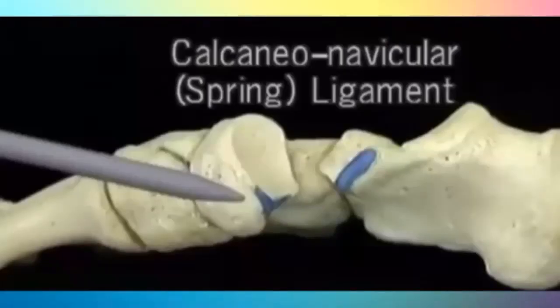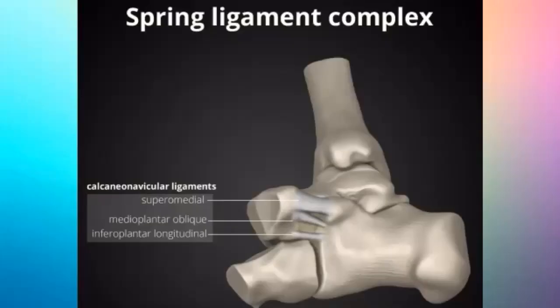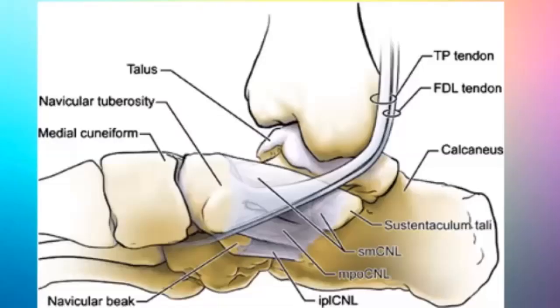Spring ligament arches from here to here, right? So this is the superomedial portion and the inferior plantar portion, medioplantar and inferoplantar portions. The inferior part is again divided like this. This one is the superomedial portion. Observe that carefully. So this is calcaneus, this is navicular bone, this is cuboid. See, from sustentaculum tali to navicular bone, you see this spring ligament.